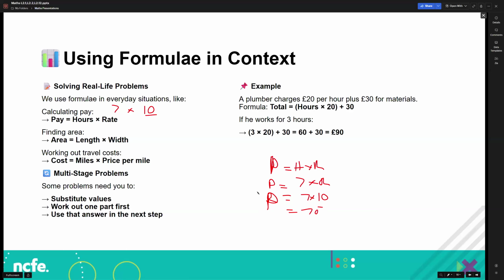Obviously, easy example, but it's just to get the idea. It works the same with this, guys. Same thing. Just substitute in the value, work out one part first, use that answer in the next step.